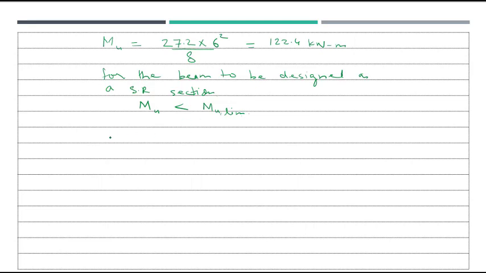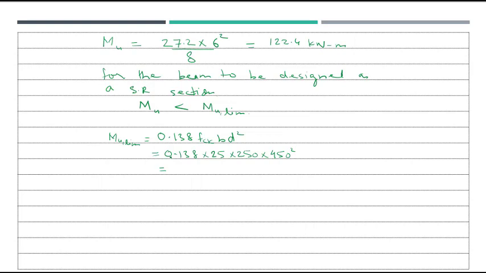So let us compute Mu lim. What is the grade of steel? The grade of steel is Fe415. So for Fe415 grade steel, the limiting moment carrying capacity is 0.138 fck b d squared. If you do this computation, how much limiting moment do you get? Grade of concrete is how much? 25, because it's a moderate exposure condition. Width of the beam which we have adopted is 250 and effective depth which we computed is 450.